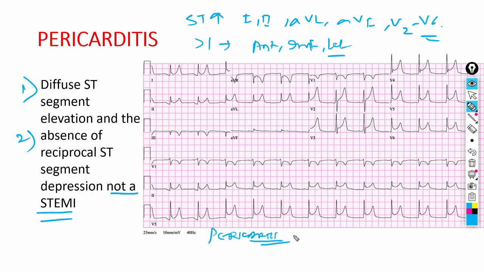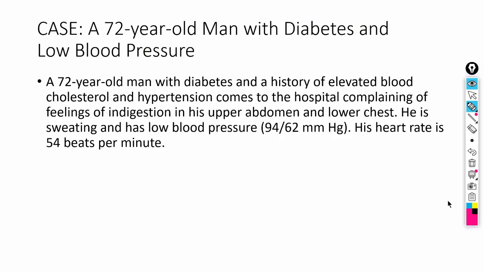But how to confirm that it is definitely a pericarditis? We ask the patient to take a deep breath. If the pain increases during deep inspiration due to pleuritic pain, since we all know that pericarditis leads to pleuritic inflammation and pleuritic chest pain, we can confirm the diagnosis of pericarditis, and these are usually young patients without any risk factors for MI. Now let's have a case discussion.